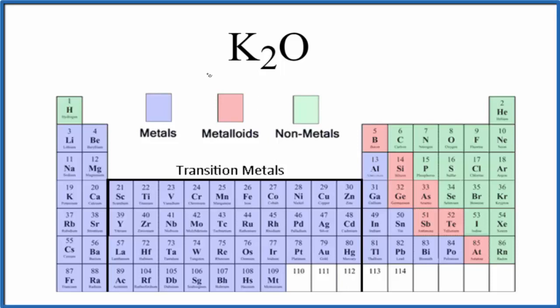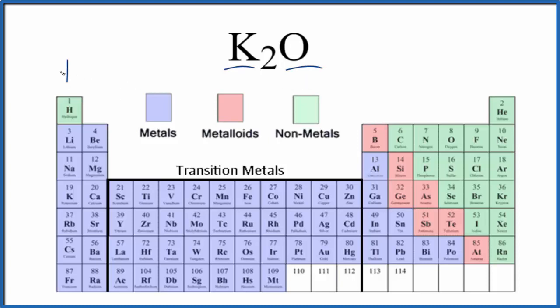Let's take a look at whether K2O is acidic, basic, or neutral. So potassium, that is right here, that's a metal, and then oxygen, that's a nonmetal. So we would expect this to be an ionic compound. So we would call this potassium oxide. Since we have this metal here and an oxygen, we have a metal oxide.